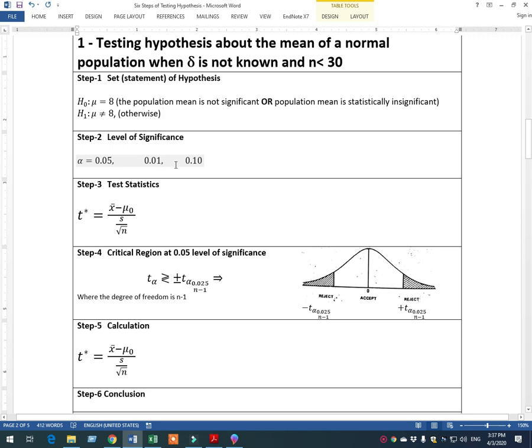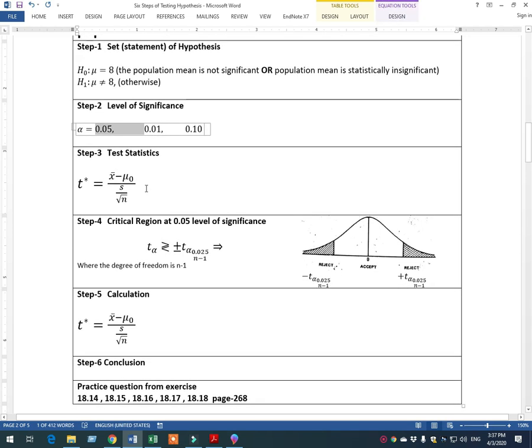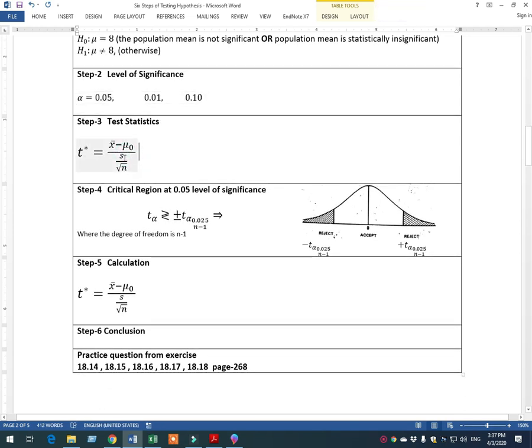So the next step is the level of significance. We can check it at 0.05, 5%, we can check it at 0.01, we can check it at 0.10 or 10%. Normally we will go for a 5% test. The formula tells us that we will subtract the population mean from our sample mean, and the rest of the values are given to us in this question. We will just put in the values and get the answer.